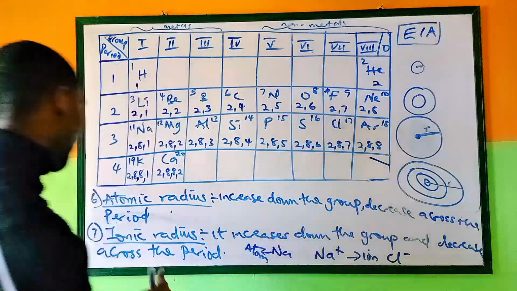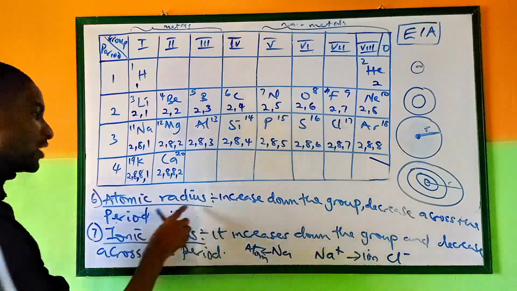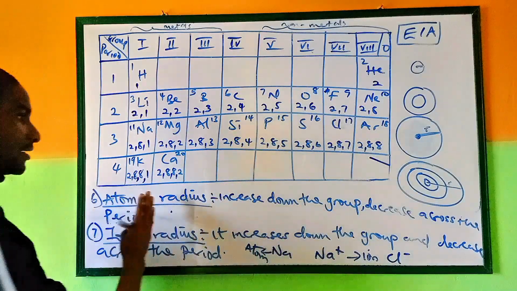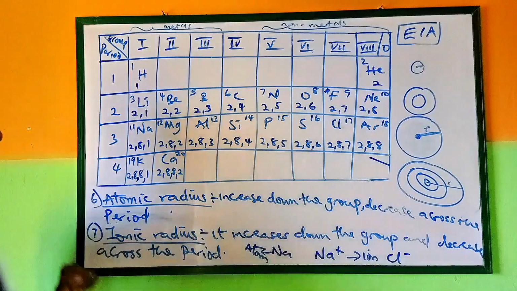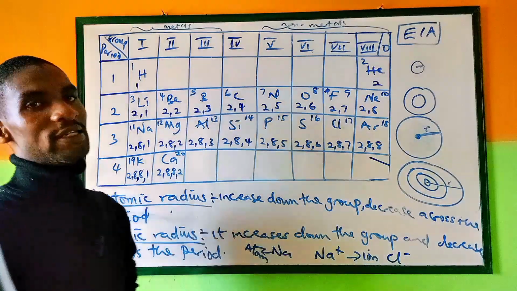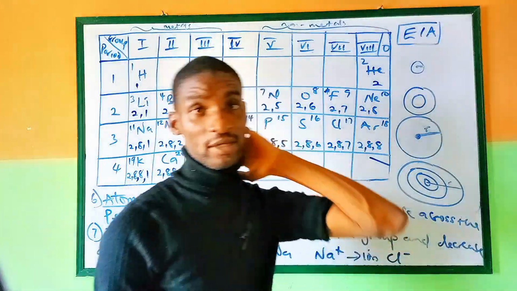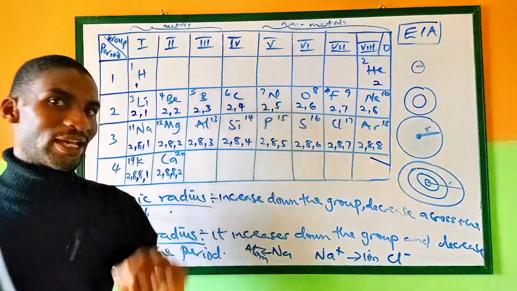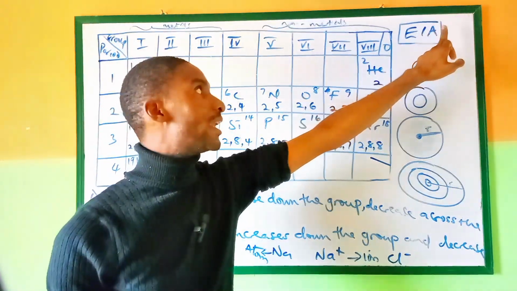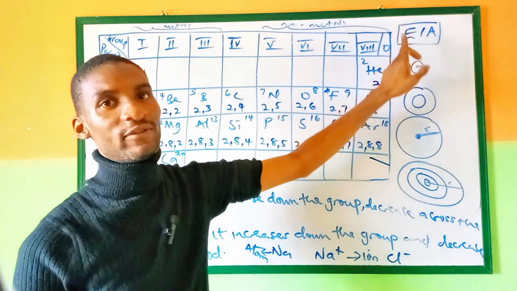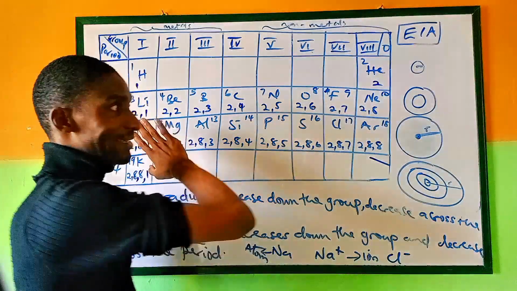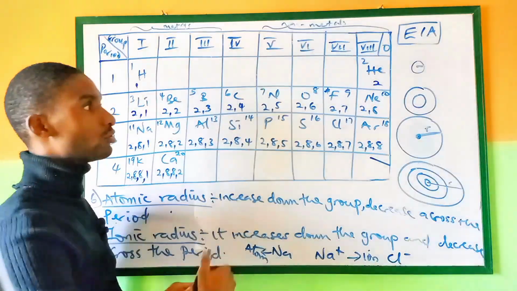That is why we said the atomic radius increases down the group and it decreases across the period, and the same thing applies to ionic radius. So your atomic radius and your ionic radius have the same periodicity on the table. Is that okay? So you can as well say your EAI, which is your ionization energy, your electron affinity and electronegativity, have the same periodicity, meaning they increase across the period and decrease down the group.